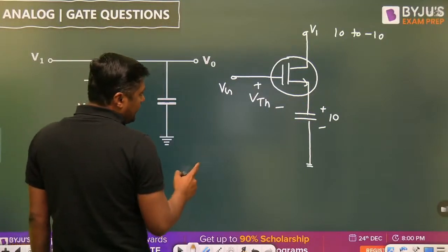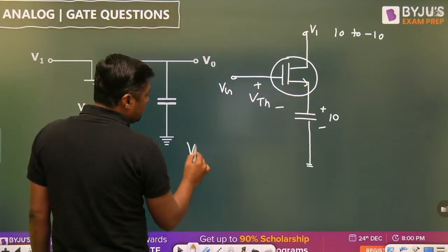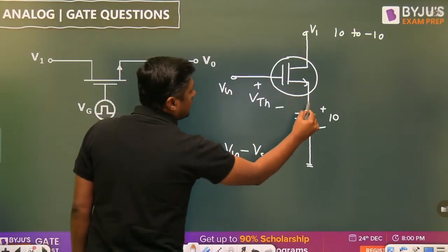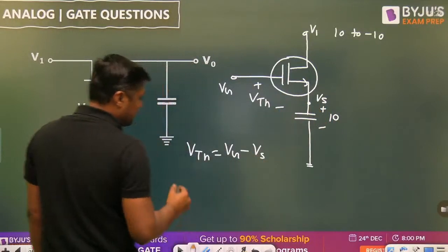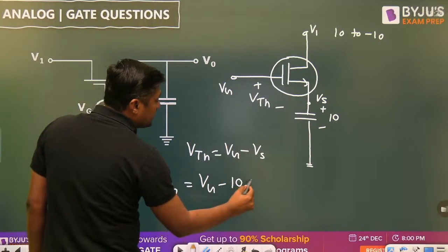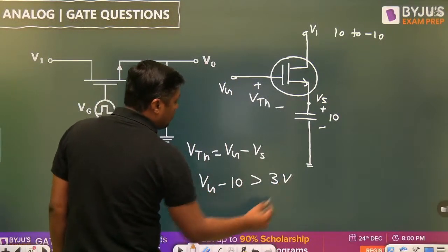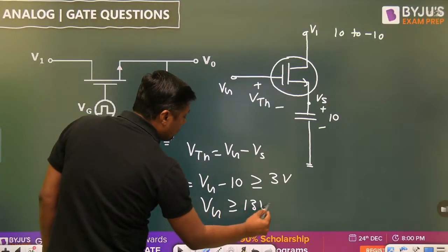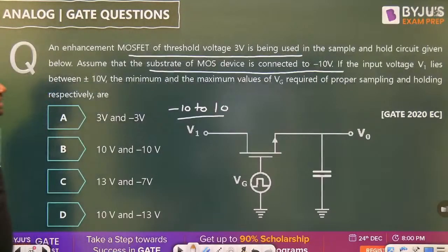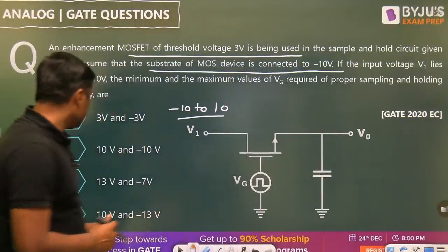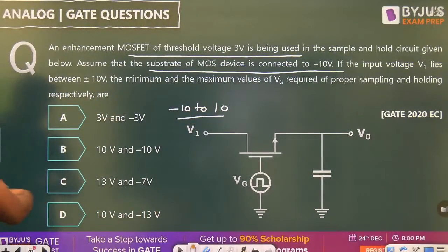Now we are writing what is the VTH. VTH is equal to VGS, that is VG minus VS, and this VS is the voltage across the capacitor. Vg minus 10 should be greater than or equal to the threshold voltage 3 volt. So what is the Vg? Greater than or equal to 13 volt. That is one answer only, so you can directly put it here.